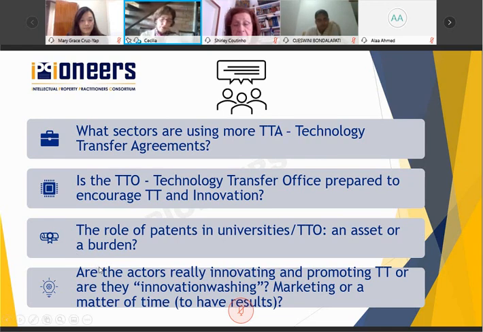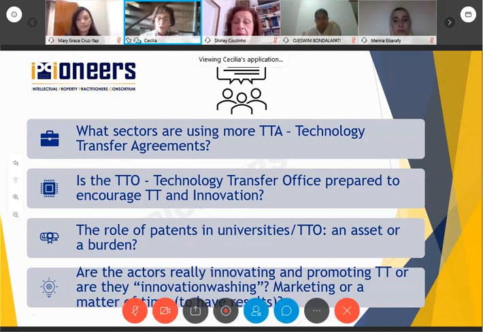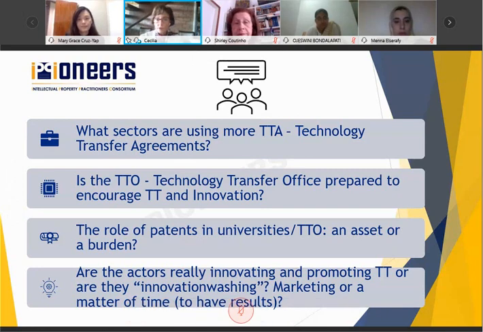I bring this concept from greenwashing, which is when a company appears to be more environmentally friendly than it really is. Or is it marketing, or is it a matter of time? Because in developing countries, we started 10 or 15 years ago with the innovation ecosystem. So it's not yet time to have good results and to see this improvement.